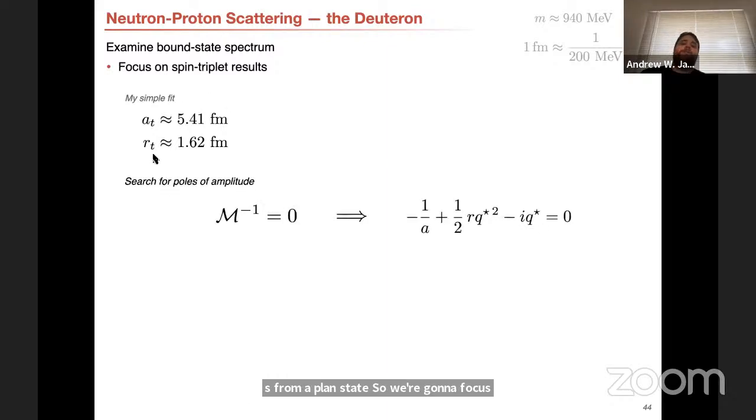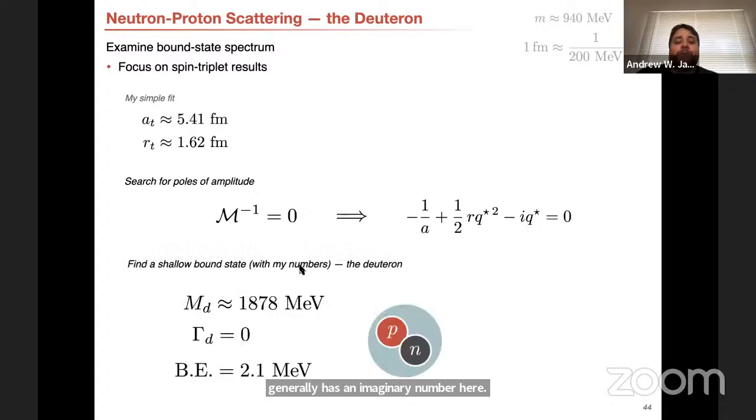So we're going to search for poles of this scattering amplitude. That's when M inverse is equal to 0. Because of this, we have this equation, which is quadratic in Q star squared, but it's a complex quadratic because the coefficient generally has an imaginary number here. So you can do this algebraically if you wish. You can do it numerically. Here, I'm just giving the final result.